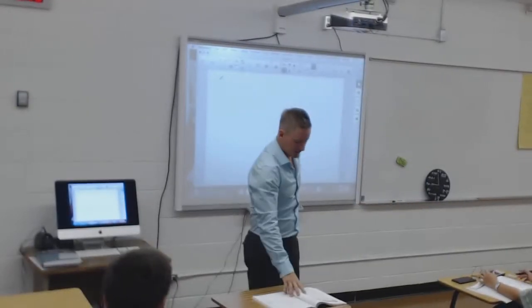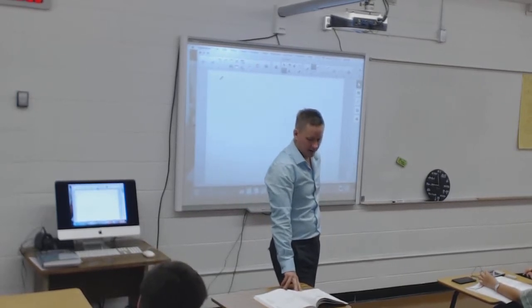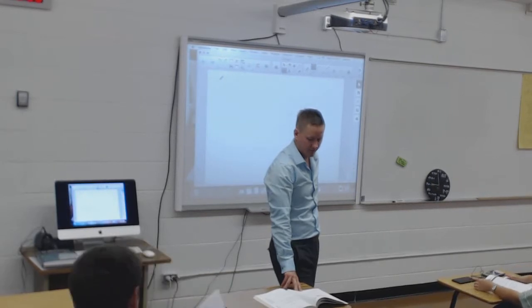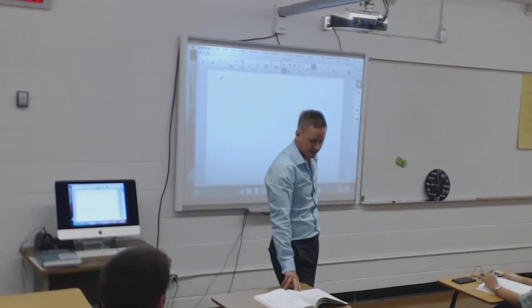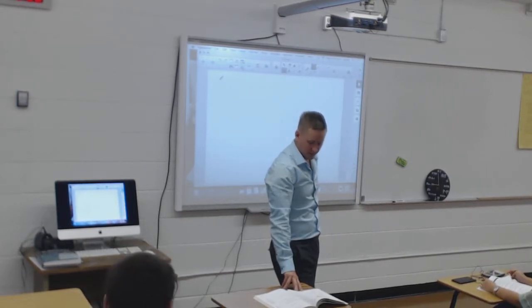Okay, so counting principles. The fundamental counting principle: if one task can be performed in A ways and another task can be performed in B ways, then both tasks can be performed in A times B ways. If a series of tasks can be performed in A ways and B ways and C ways and so on, all these tasks can be performed in A times B times C ways. That's page 90, 4.1.